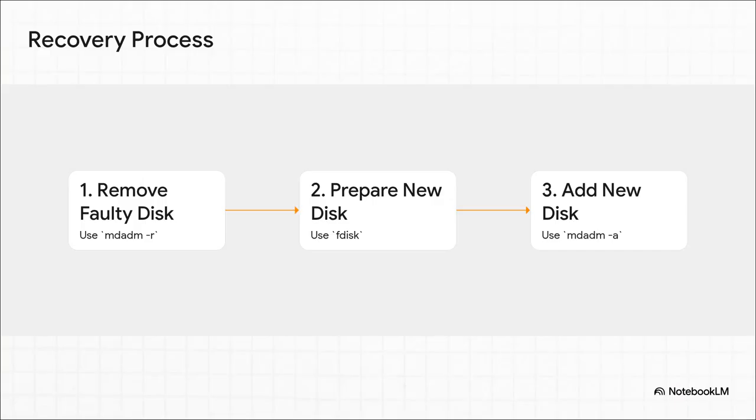The recovery is a little 3-step dance. First, we have to formally tell the array to remove the faulty disk. Then, you'd physically swap it out, and you'd prepare the new replacement disk just like we did at the very beginning. And finally, you add that fresh new disk back into the array. That's what kicks off the healing process.